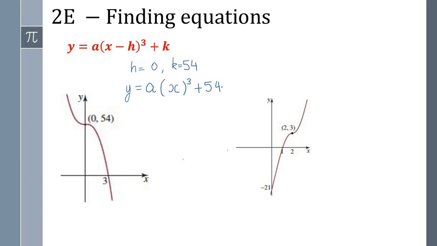So I need to figure out what that a is, and I'm going to do that in the same way that we did with quadratics. I'm going to replace x and y with one of the points. I've got a point here that is (3, 0), and I'm going to use that. At this point, y is 0. I don't know what a is. I've got x cubed, oh, I don't have x cubed, I have 3 cubed, plus 54. 3 cubed is 3 times 3 times 3, which is 27. We've got 27a plus 54. I'm going to take 54 from both sides.